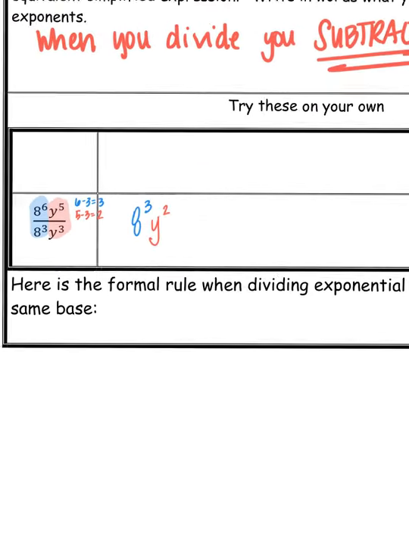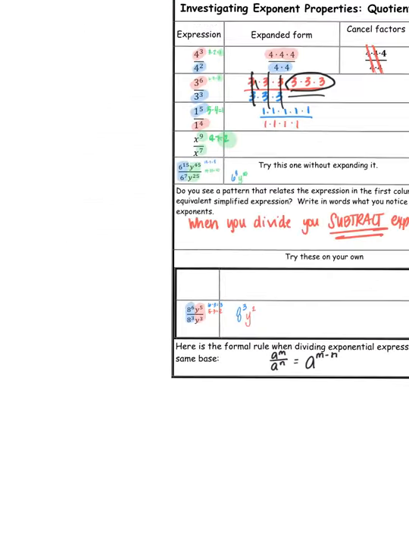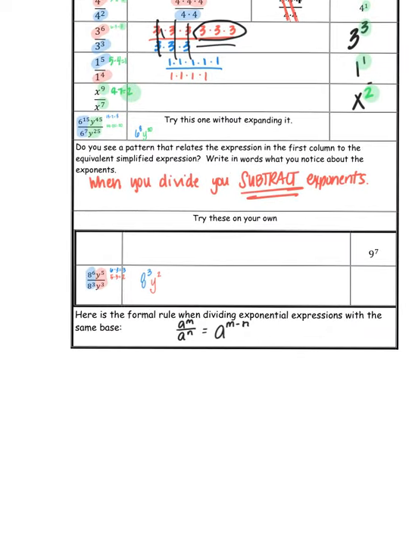Okay, so then the formal rule when dividing exponents is a to the m over a to the n is simply a to the m minus n. Okay, you won't have to know that formula, and I know sometimes it can be confusing because we're just doing letters.